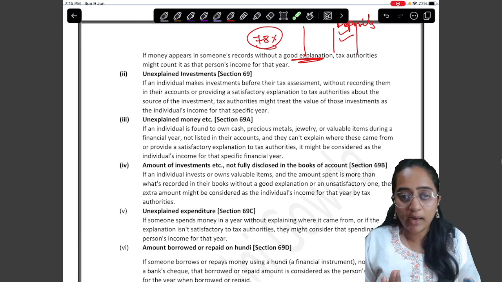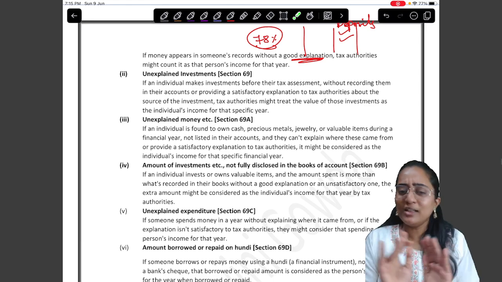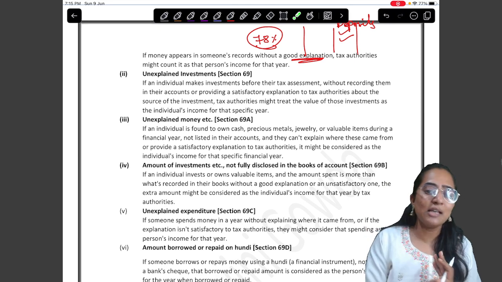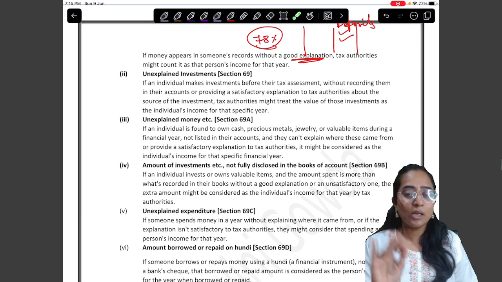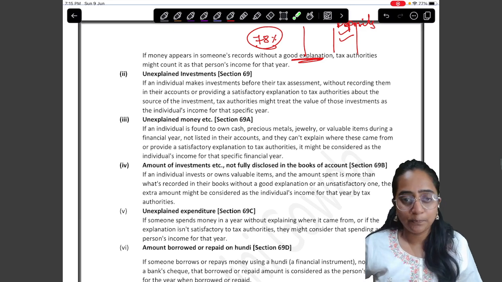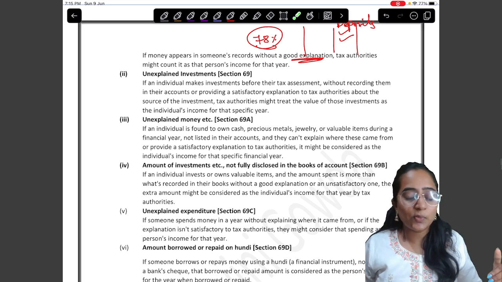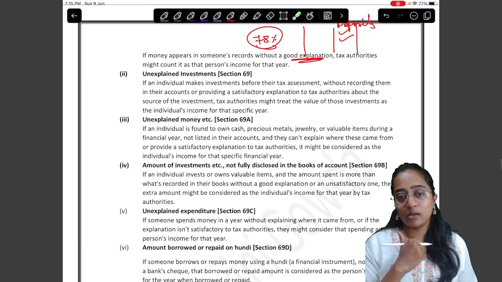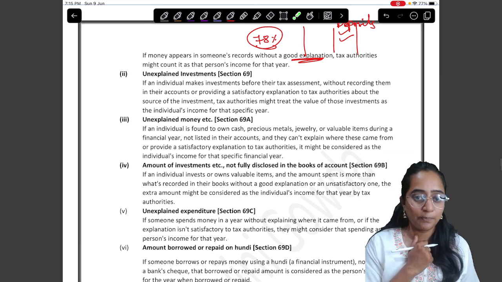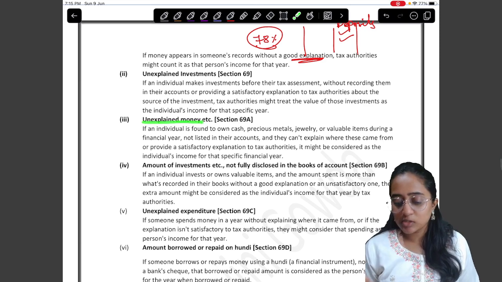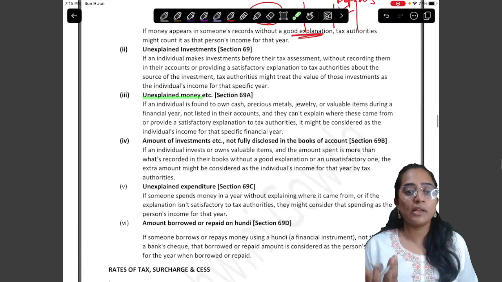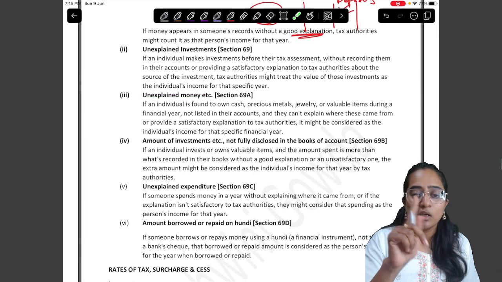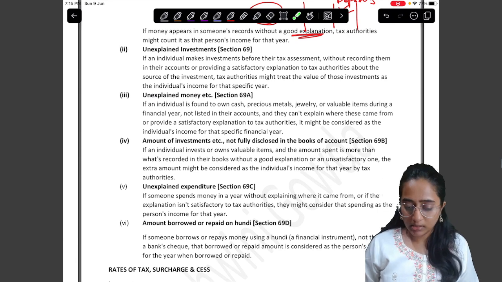If you provide satisfactory information or explanation, then the assessing officer is not going to treat it as undisclosed income, it is treated as disclosed income and is not taxed again. If you have not provided the explanation, then definitely it is going to be considered as your taxable undisclosed income. Clear? Unexplained money also goes with the same thing. You provide a satisfactory explanation, very well, fine. Not a satisfactory explanation, and I consider that money as your undisclosed income.